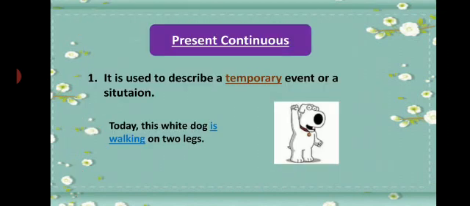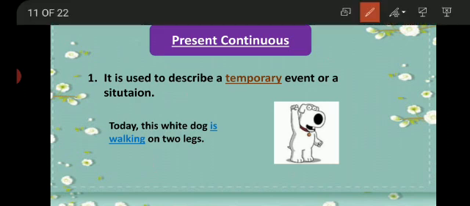Okay, now where to use the present continuous tense? Now we will talk about its usage. Present continuous tense is used to describe a temporary event that is for a short period of time, or any situation that is for a short period of time, or you may say that it's not a permanent thing. For example, we all know that dogs walk on four legs.